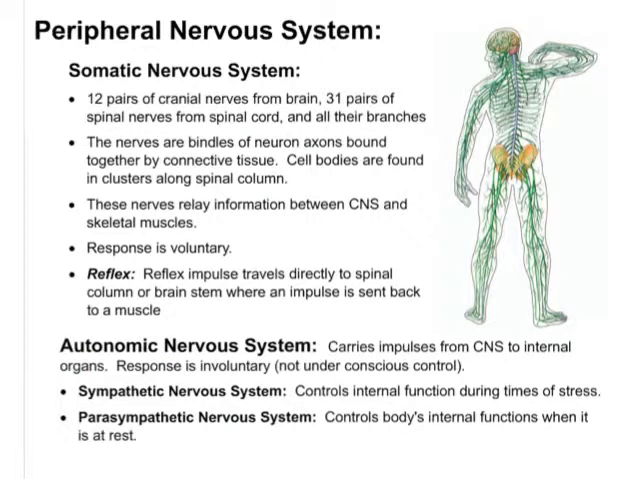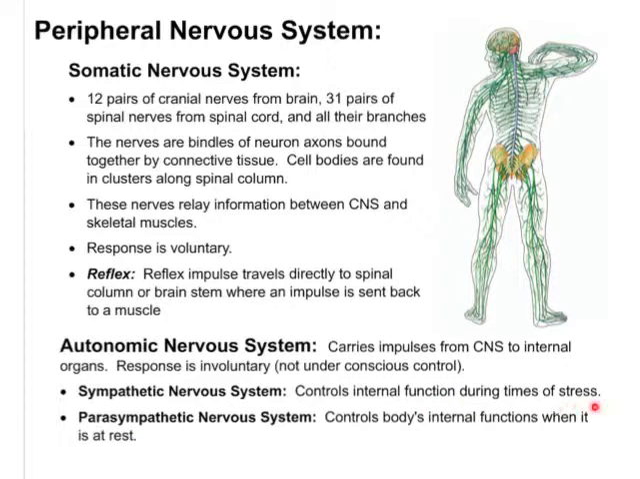The autonomic nervous system, however, carries impulses from the central nervous system to internal organs. These are involuntary responses. They are not under your conscious control, and there are two different types: the sympathetic autonomic nervous system, and the parasympathetic.